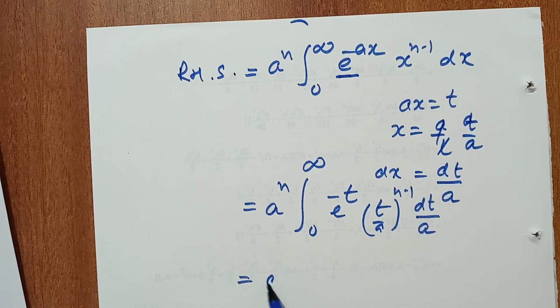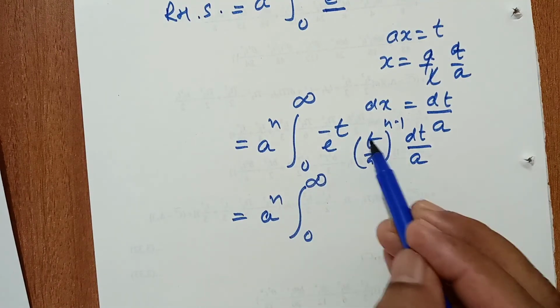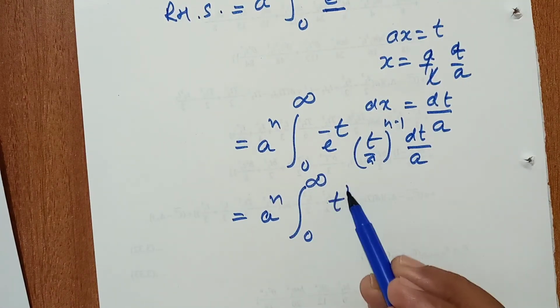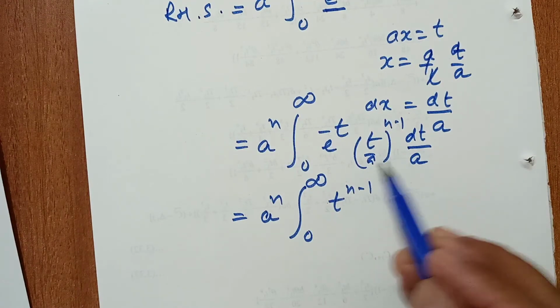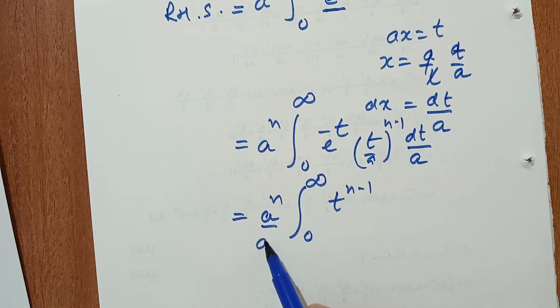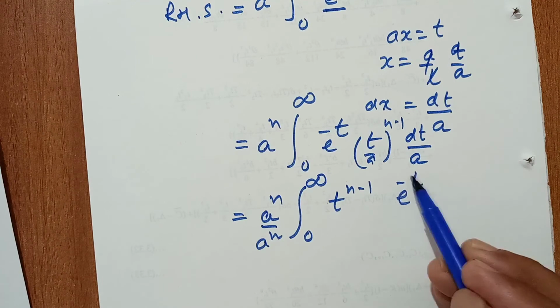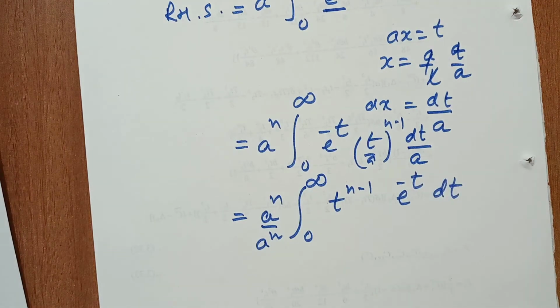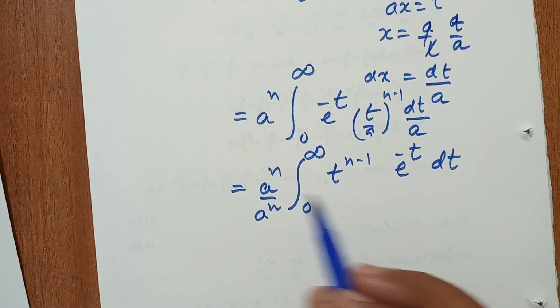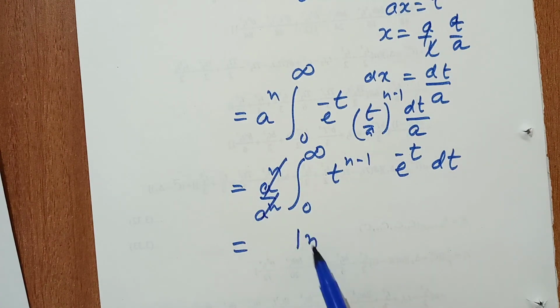So this is a to the power n, integral from 0 to infinity, t to the power n minus 1 over a to the power n minus 1, and with the extra a, that is a to the power n in the denominator, which cancels the a to the power n outside, times e to the power minus t dt. This is the definition of the gamma function, so gamma n. You can see this is very easy to solve.